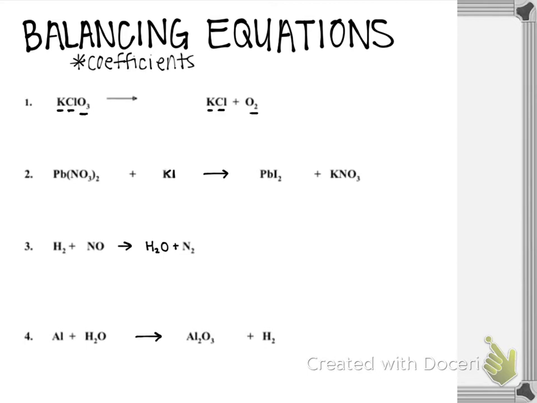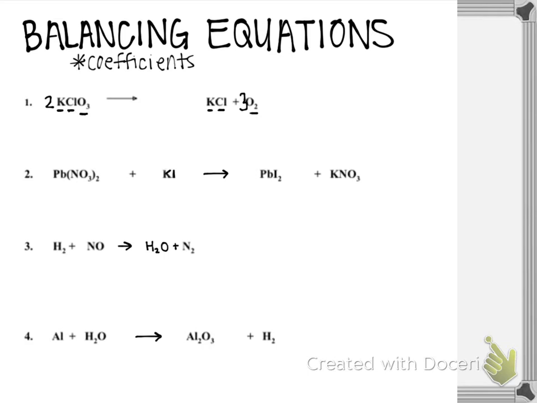So for example, I cannot change this number because that's the subscript. I have to add a coefficient, which is a big number in front of the whole compound. So if I need to make it to 6, I'm going to put a 2 here because 2 times 3 is 6, so that means this side has 6 oxygen. Because I have 6 oxygen, I need to make sure I have 6 oxygen on the product side. Here I'm going to add a 3 as my coefficient because 3 times 2 is 6.